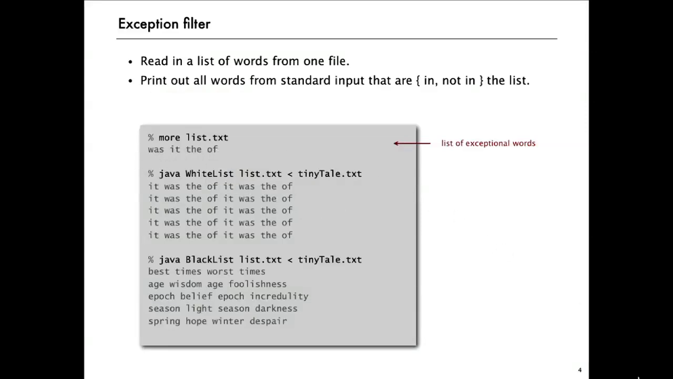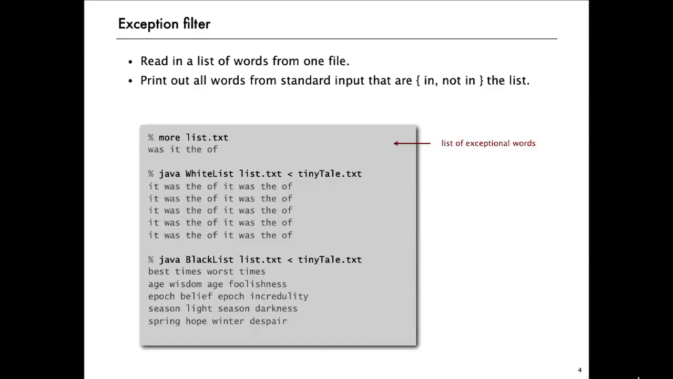There's two complementary ways to look at this. One is so-called whitelisting, where we want to take the words in that file and then we have some other much bigger file, and what we want to do is print out all the occurrences of our exceptional words in our given file. Those are the ones that we care about, that we want to get through. So in this case, tinytail.txt, the first couple of words from Tale of Two Cities, and these words appear often: it was the of, it was the of.